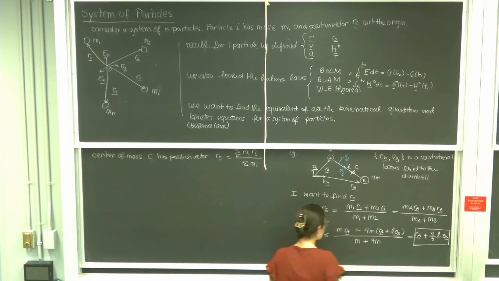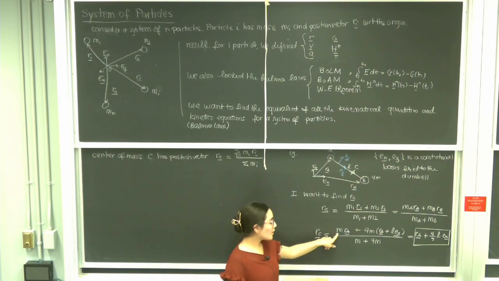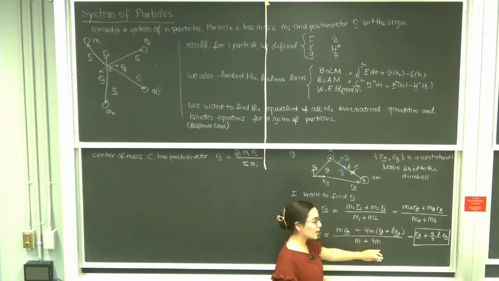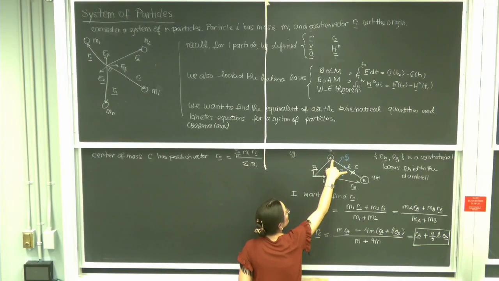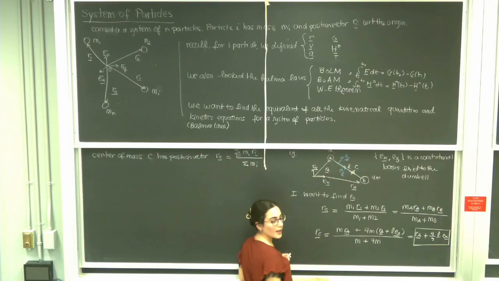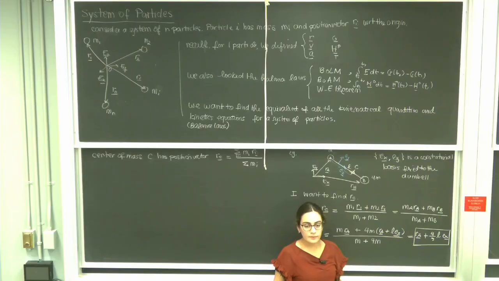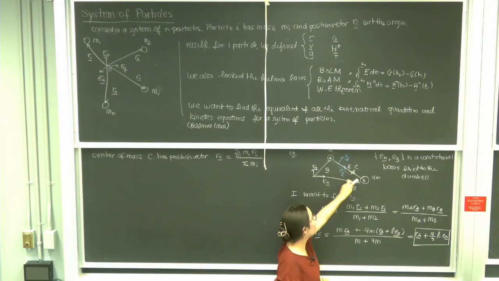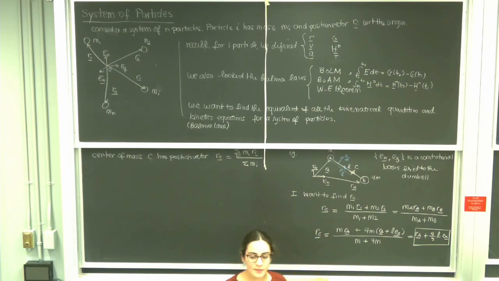Did I make any mistakes? We're going to have M RA plus 4 M RA, so 5 M RA over 5M. Okay, so we're going to be left with RA plus 4 over 5 L Ex. So then what is the distance between A and C, between A and the center of mass along the rod? If the whole thing is L, what is this distance equal to? 4 over 5 L. Okay? Does that make sense? Any questions?